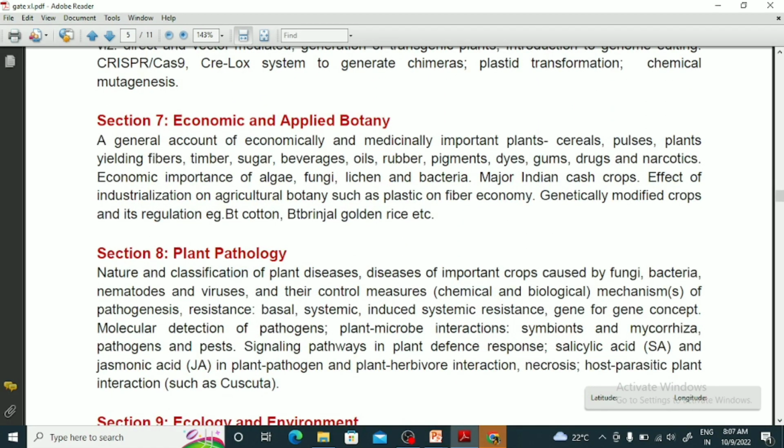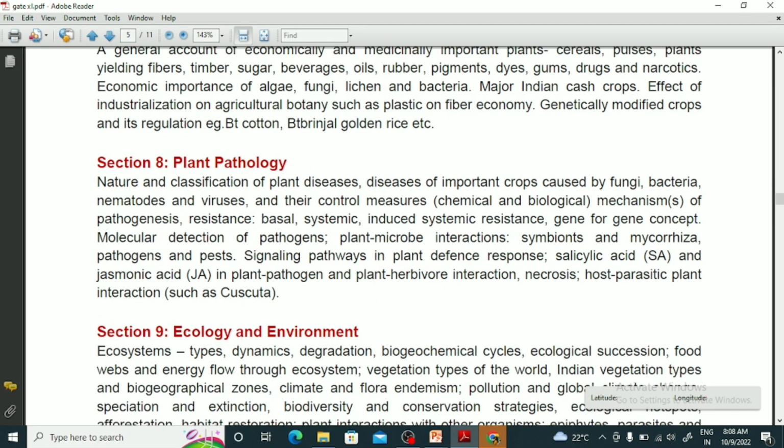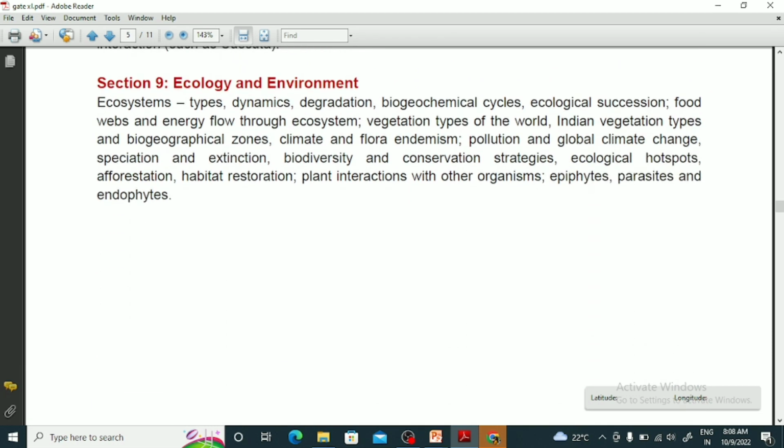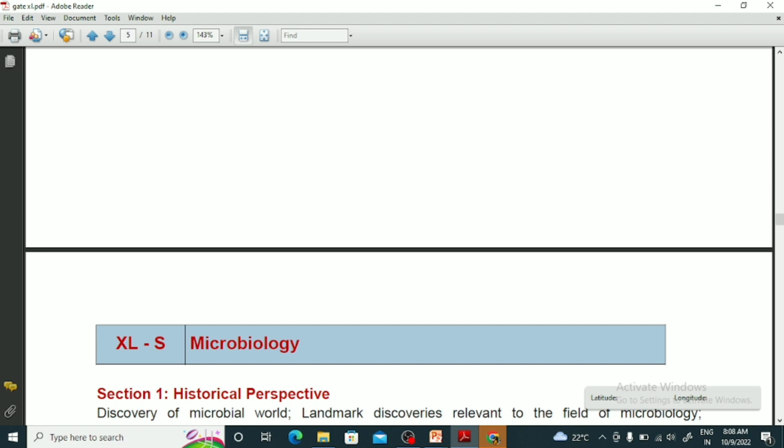Then we have unit 7. Looking forward to it, we have the economic and applied botany, majorly the theory portion. Then plant pathology, again most of it is theory portion with some of the mechanisms of pathogenesis, resistance, in which we study about R gene and so on. Last one is ecology and environment. Majorly we have to focus holistically upon the ecosystems, strategy conservations, habitat restoration, plant interaction, so on and so forth. This was about the botany area.